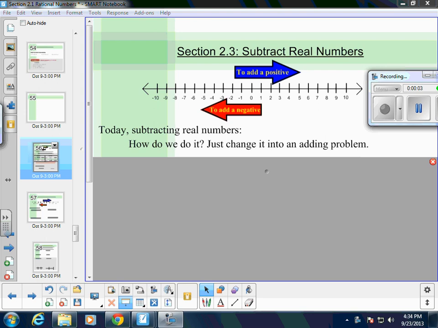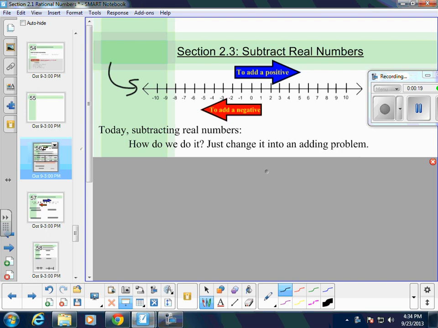Today's lesson is on section 2.3, subtract real numbers. We just recently went through section 2.2, which was adding real numbers, and we talked about some nice strategies to use when you're adding positive and negative numbers. We talked about using a number line, as I have up here, as one possible strategy.